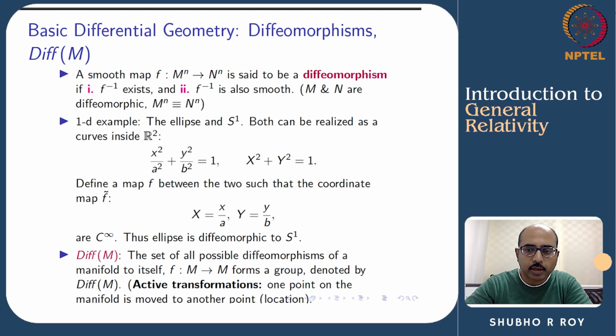Now let me conclude by mentioning a very special set of diffeomorphisms. All possible diffeomorphisms of a manifold to itself. So f of m from m to m. These form a group because of the conditions of a diffeomorphism. The inverse exists. The inverse is a smooth map, and of course the identity element is there. This means identity transformation. And also the fact that composition of maps is associative.